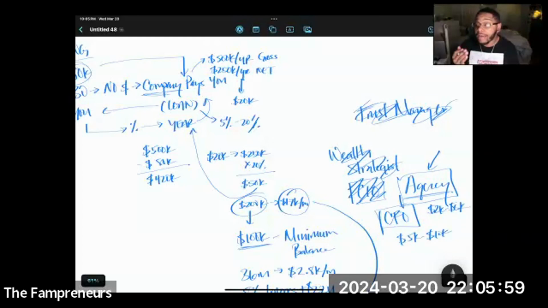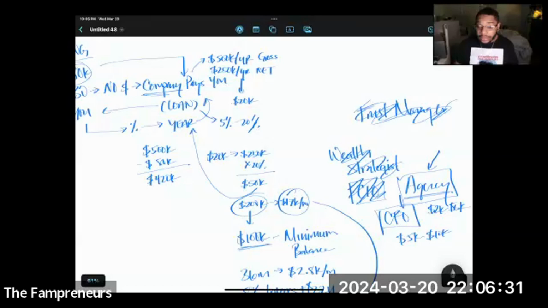A CFO would have a tax strategist, a wealth strategist, a bookkeeper, a tax preparer. They'd have everybody under their belt. You're hiring a CFO to pretty much do everything on the finance side. You no longer have to deal with finance anymore. You no longer have to deal with payroll. You no longer have to do a lot of different things. The agency is limited. It can only do so much. You probably will still be tapped into the finance side at some point.